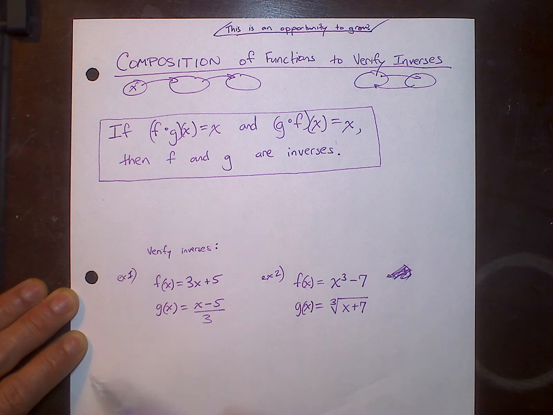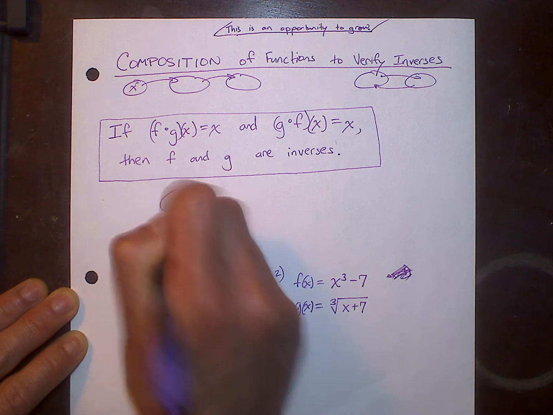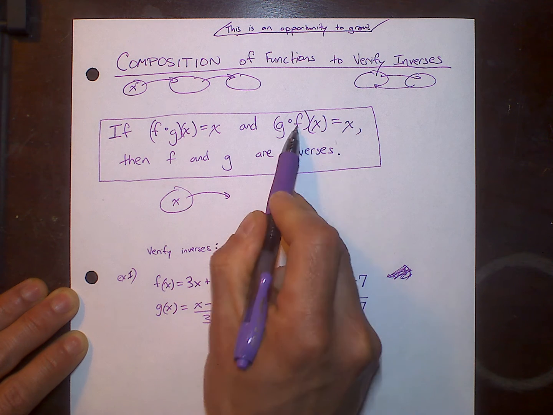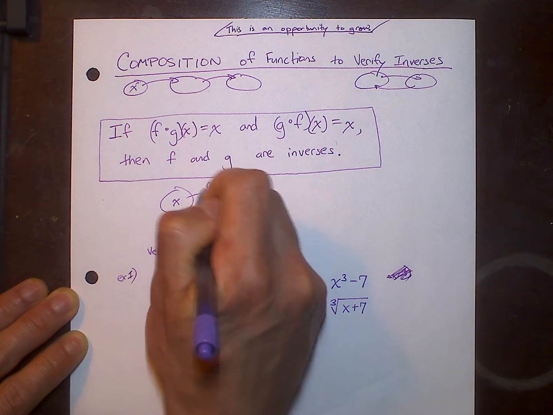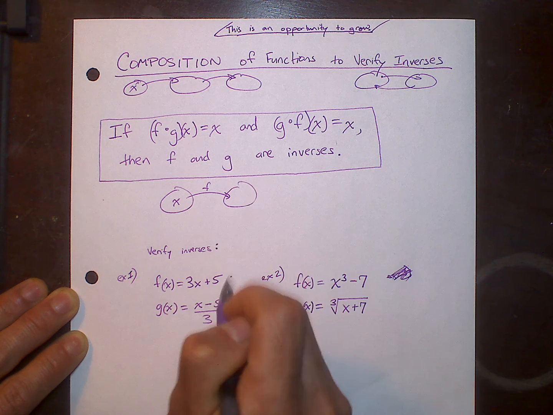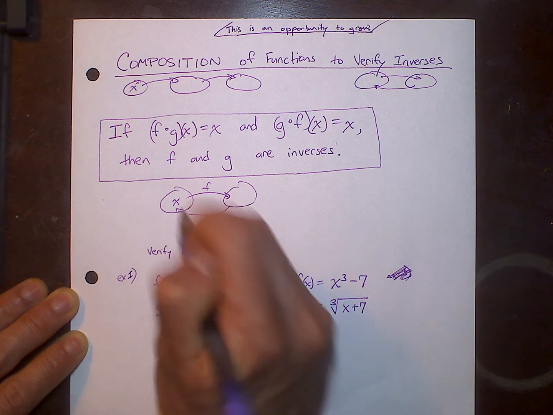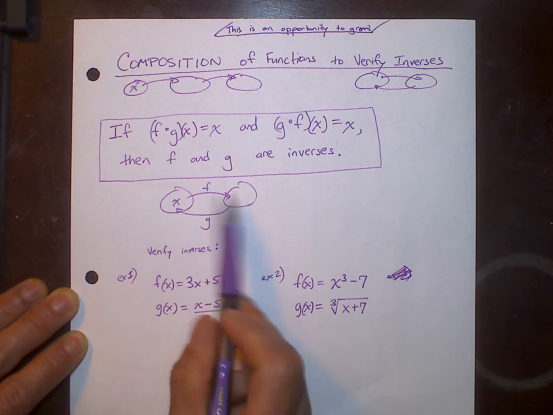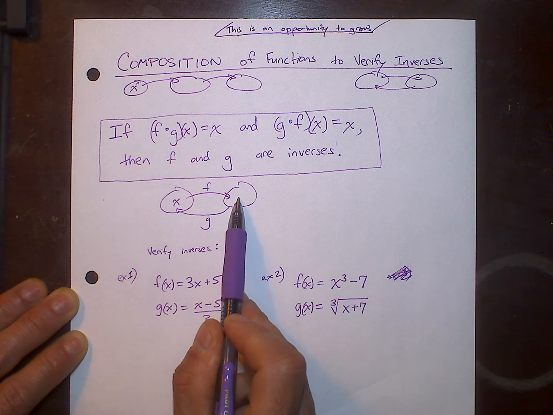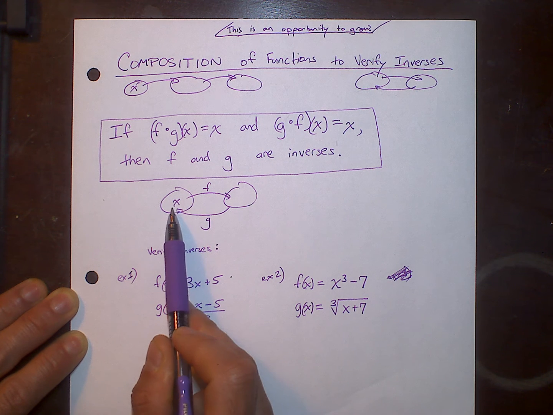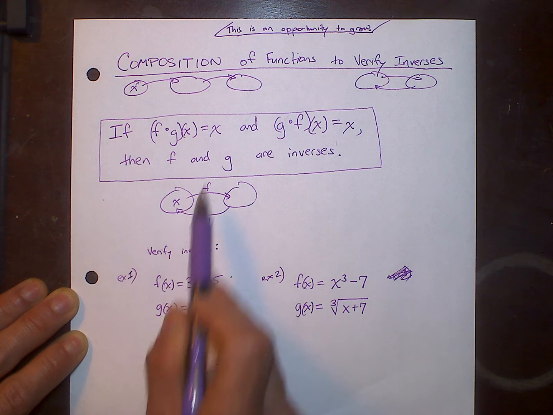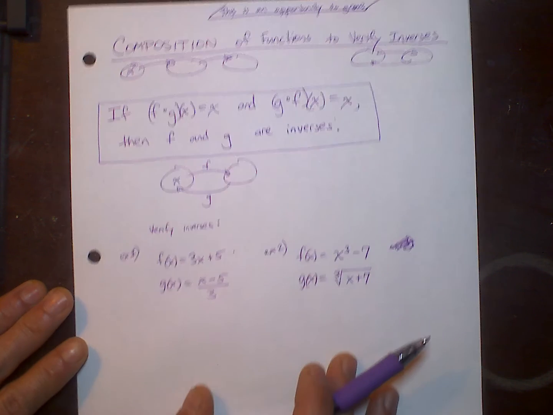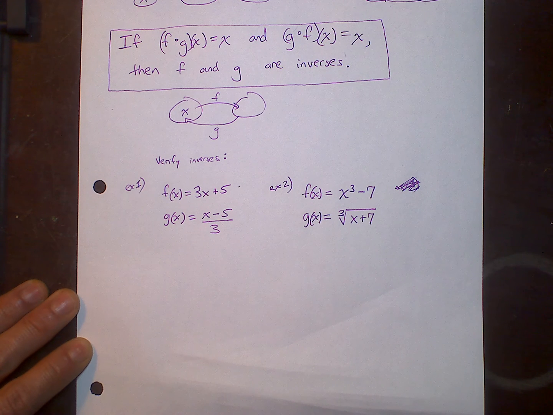Okay, why is that so? Well, basically, if the f function starts off with x and takes it to some output, and the g function is the inverse of that particular function, then it doesn't matter what the output actually was, because it's going to bring me back to what I originally started with. What am I starting with? X.